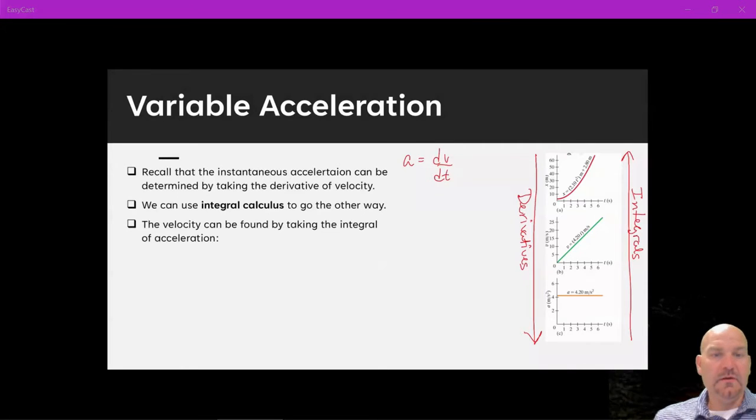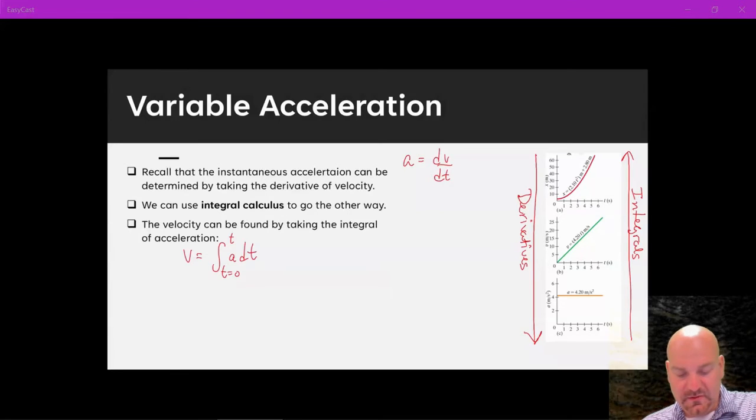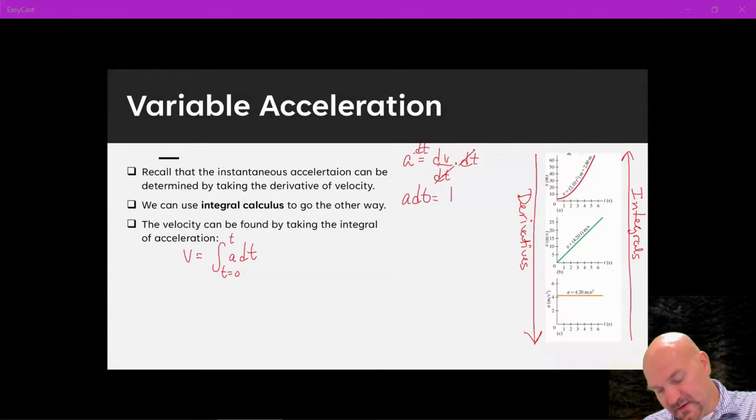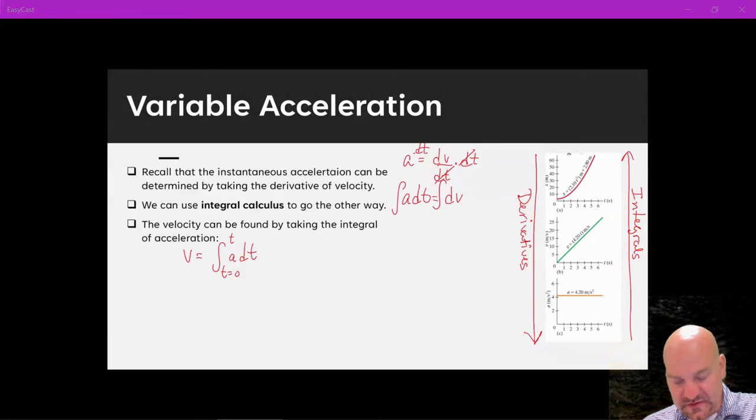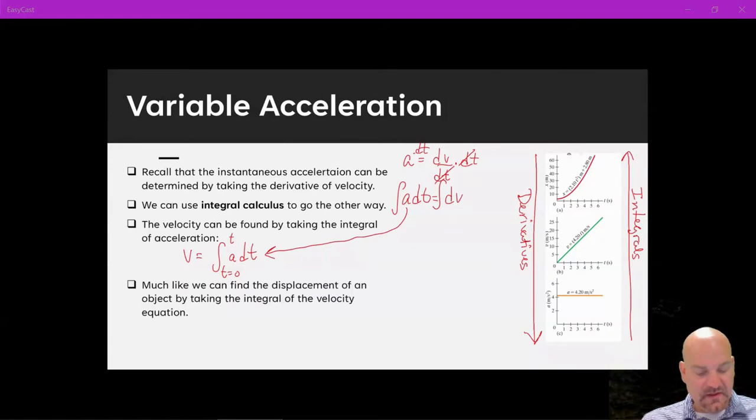So for us to do that, we can find the velocity by taking the integral of acceleration. So velocity is the integral from t equals 0 to t of a dt. Basically, if we do a little bit of algebra, we multiply both sides by dt, and we get a dt equals dv. To get rid of the d, we take an integral, another word for which is an antiderivative, to get to this equation right here. Much like we can find the displacement of an object by taking the integral of the velocity equation.